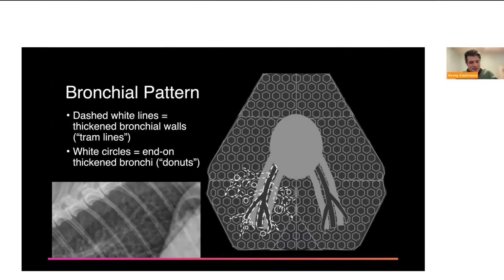And so what we're looking for in this is just excessive visibility of bronchial tram lines and donuts and wall thickening, and sometimes that parabronchial cuffing that we talked about. In this case, you could see these donuts, they have pretty thick walls. We could see some tram lines, which are running across the image, whereas the end-on bronchi are creating those donuts, okay?